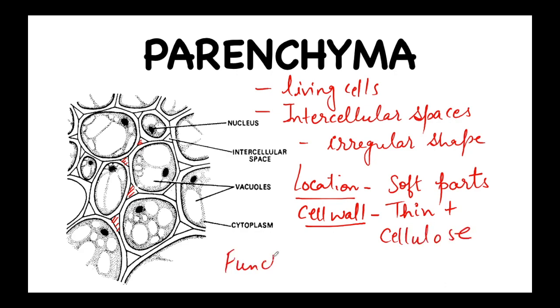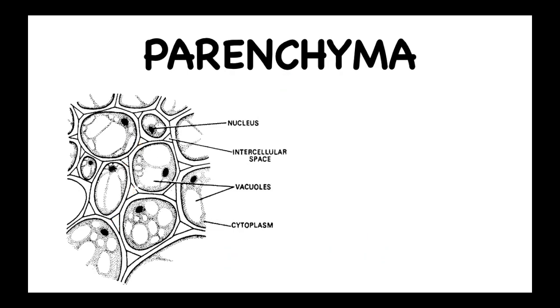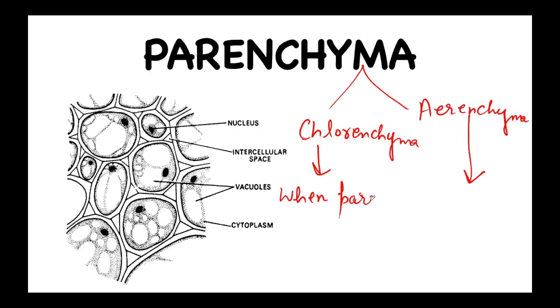Now come to the function of parenchyma tissues. Parenchyma tissues are involved in photosynthesis. They also store food and are involved in gaseous exchange. And if you look at the structure of a parenchyma tissue, it has a nucleus, a large vacuole and cytoplasm also. Depending on their functions, parenchyma tissues are divided into two further types: chlorenchyma and aerenchyma. When parenchyma is involved in photosynthesis, it is known as chlorenchyma.